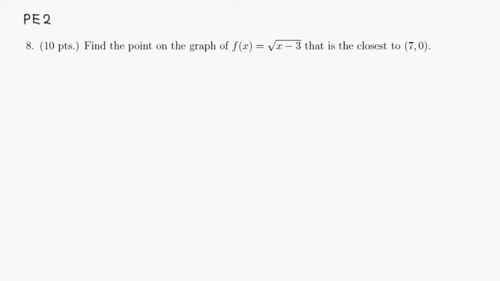Okay, let's look at practice exam number 2, problem number 8. We want to find the point on the graph of f of x equals square root of x minus 3 that is closest to the given point (7, 0). Any point on this curve can be written as x comma f of x, which is x comma square root of x minus 3.